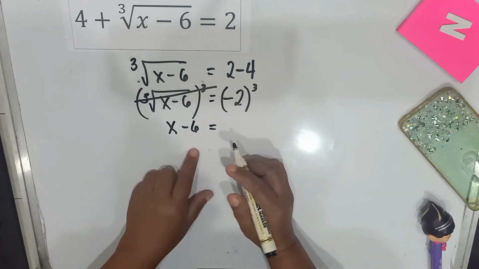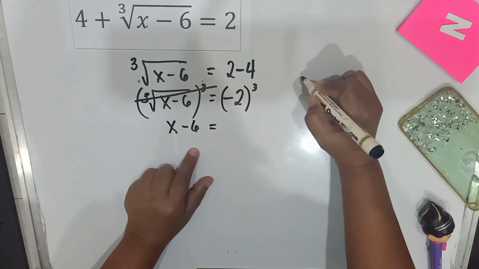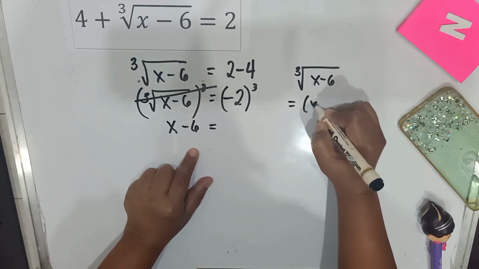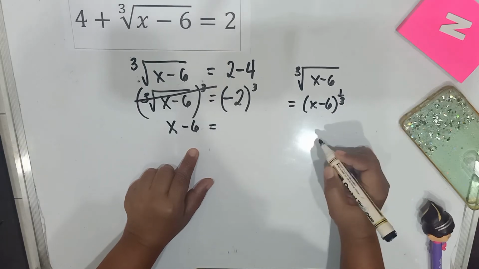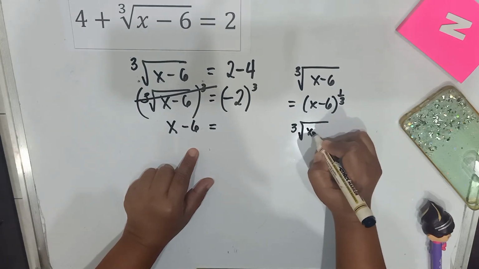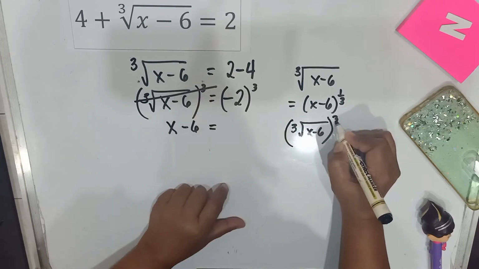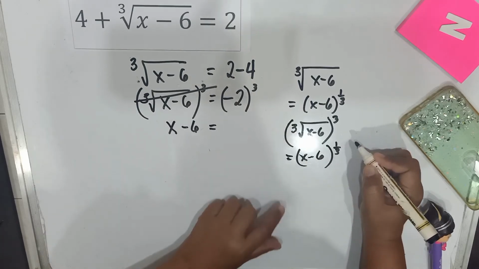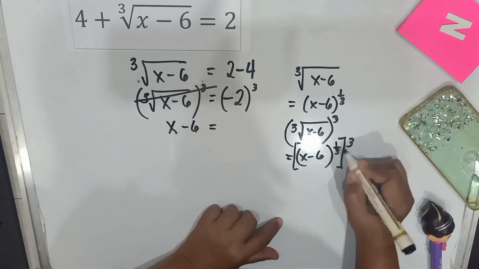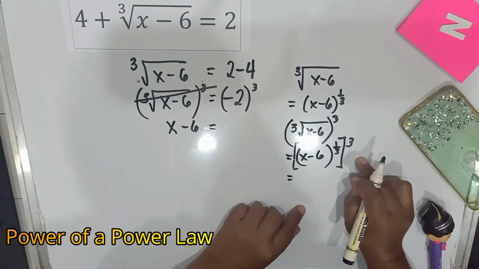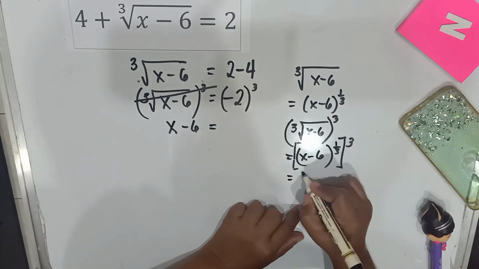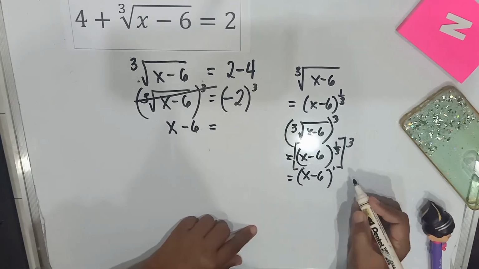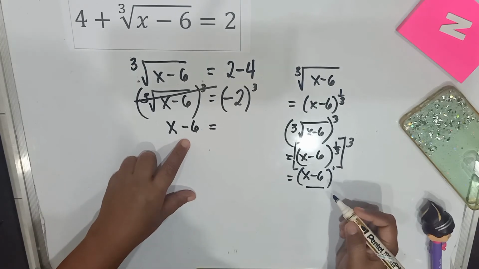Why is it x minus 6 only? Remember what I told you before, that when we say cube root of x minus 6, that is actually x minus 6 raised to the power of 1/3. So when you have cube root of x minus 6 raised to the power of 3, that is actually x minus 6 raised to the power of 1/3, that's the cube root, and raised again to another power 3. So this is now power of a power. So what we are going to do is multiply the exponents. So x minus 6, 3 times 1 is 3, divided by 3 is 1. That is why what is left here is actually just x minus 6.